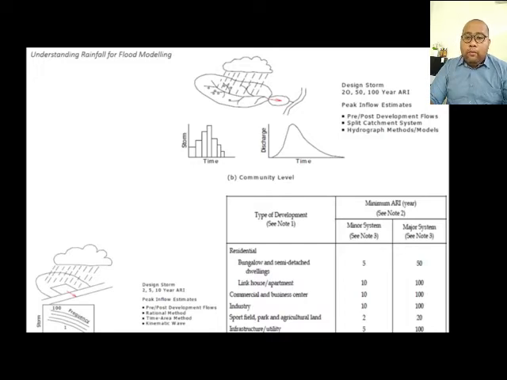So we need to have two components. You tak boleh ada salah satu. Maksudnya you tak boleh design untuk satu sistem saja. Sebab bila hujan yang lebat, ada sistem yang lain we call a major system, they are able to cater the heavy rainfalls. So tak adalah berlakunya masalah banjir.